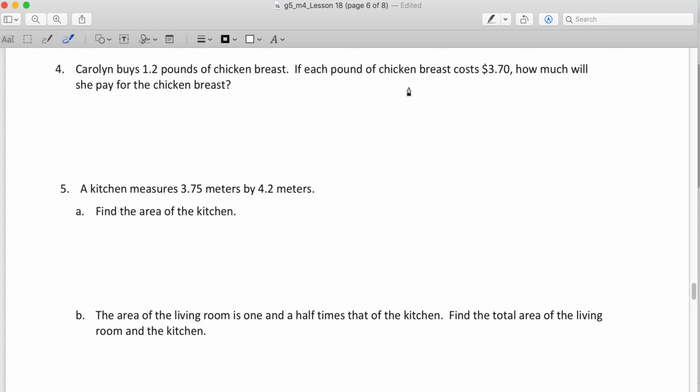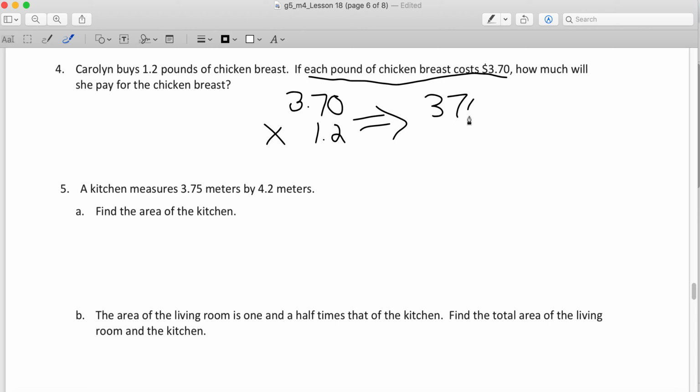All right, so each pound costs this, right? So if I've got 1 2/10 of a pound, so I at least know it's going to be more than $3.70 because I have more than a pound. Well, let's see how much that is. So that means it's $3.70 times 1 2/10. Okay, so I'm going to go straight to the standard algorithm.